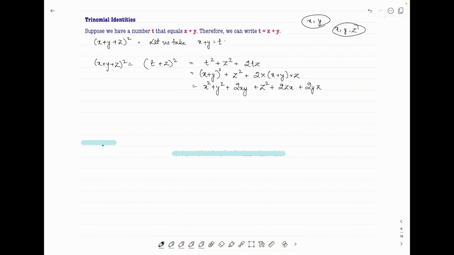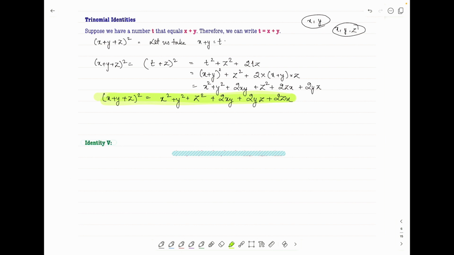So rearranging the terms we can write x plus y plus z whole square equals x square plus y square plus z square plus 2xy plus 2yz plus 2zx. So x plus y plus z whole square is x square plus y square plus z square plus 2xy plus 2yz plus 2zx. This is the identity.